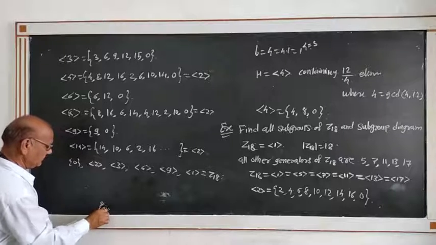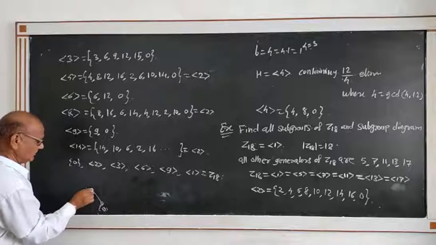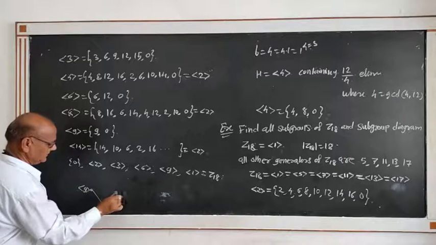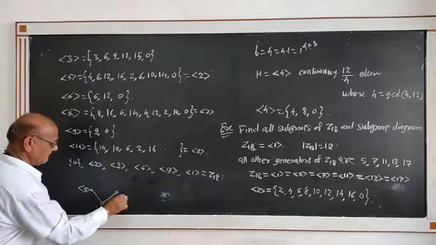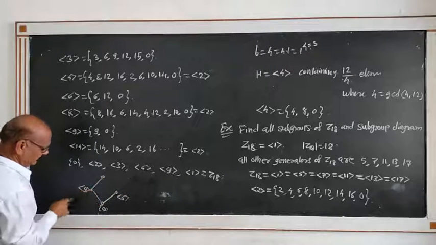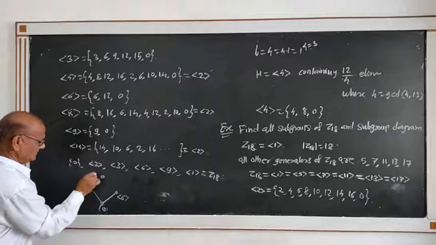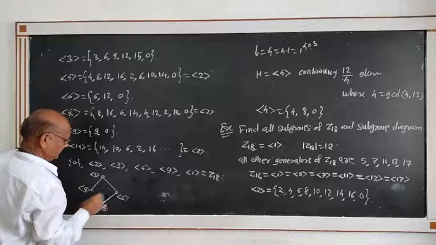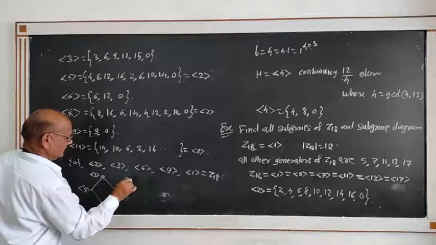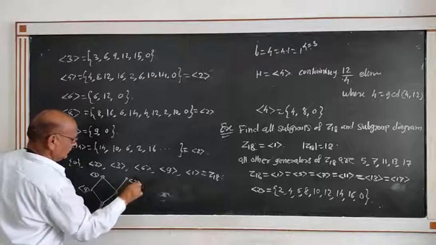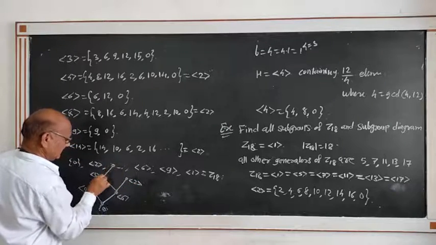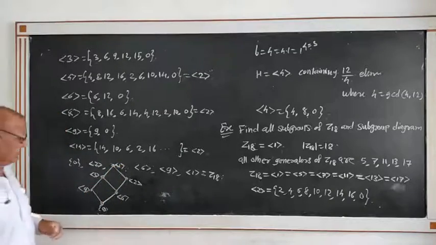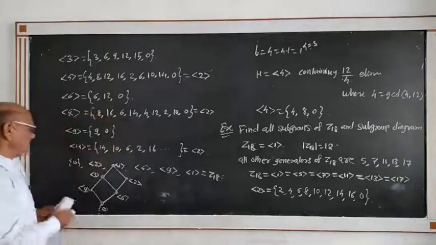Now, the subgroup diagram: singleton 0, then the subgroup containing 2 elements generated by 9, then 6, then 3, 2, and here generated by 1. Generated by 1, that means Z18.